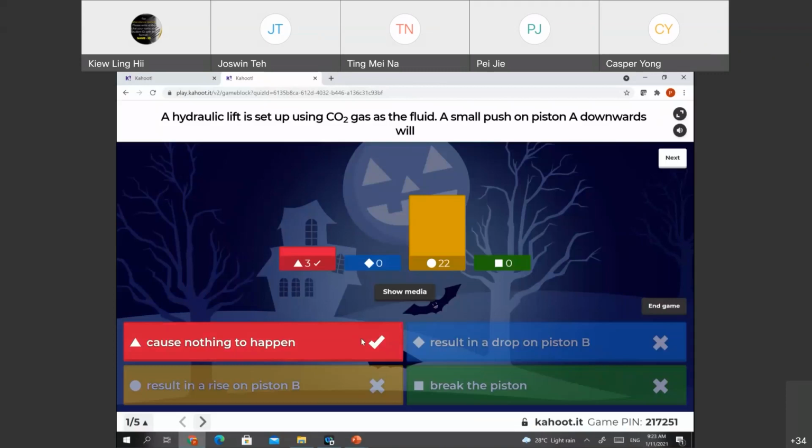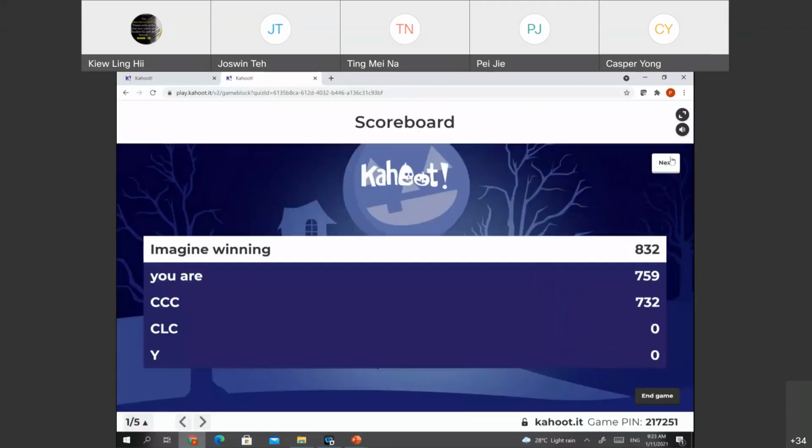So now move on to the next question. Whoa, hey, you are winning. Imagine you are winning. Yes, you are. Okay, and CCC. Very good. Kena tipu, it's okay. It's better to kena tipu now rather than kena tipu during the exam, right? Okay, next.